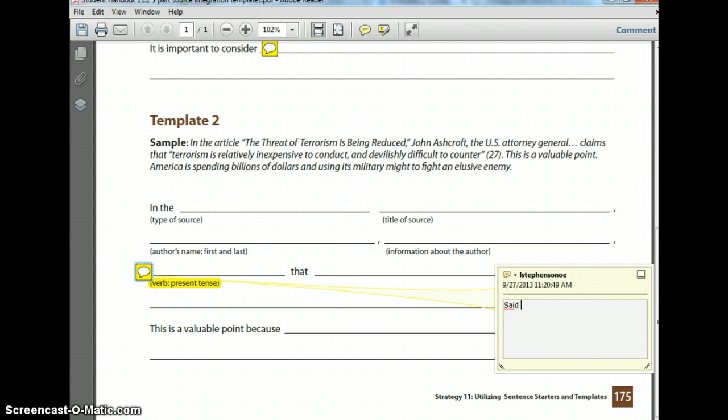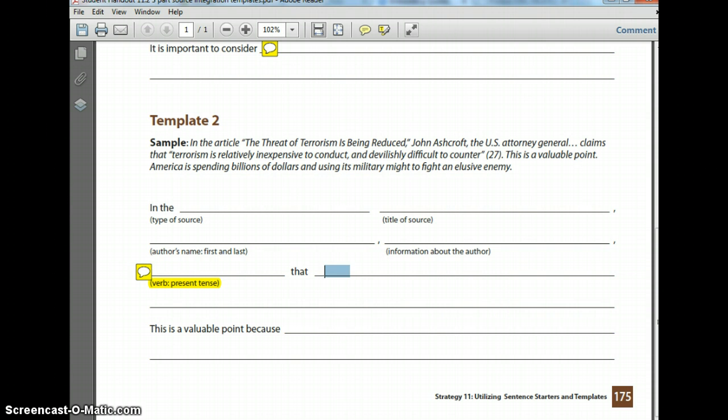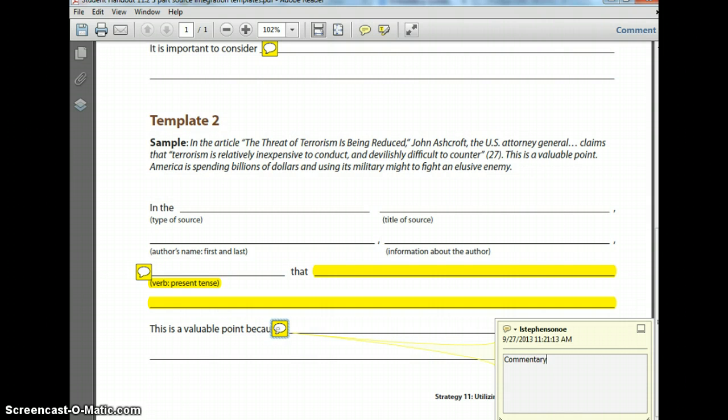or you can use your verb chart that you were provided in class earlier in the year. This is where your quote goes. And then this again is your commentary. Commentary goes here. This is a valuable point because. So hopefully after this you'll be able to easily embed your quotes.